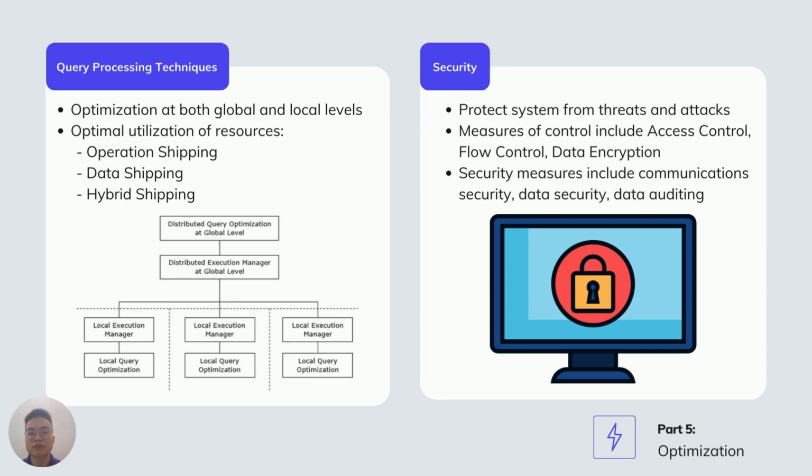Finally, a distributed system requires more security measures than a centralized system. To counter threats, control measures such as access control, flow control, and data encryption are used. On the other hand, to stop intruder attacks, security measures such as communication security, data security such as authentication and authorization, and data auditing by examining audit logs can be done.